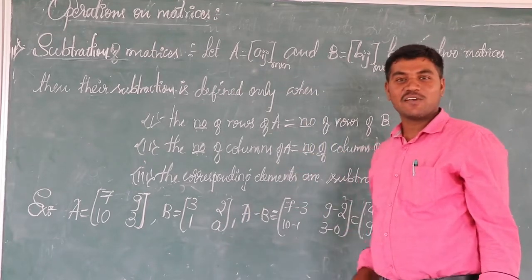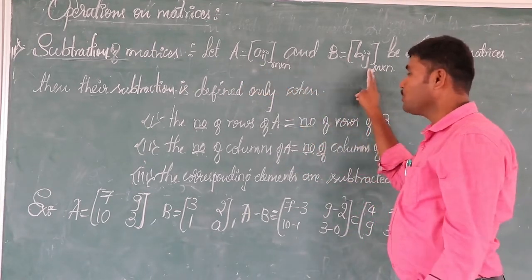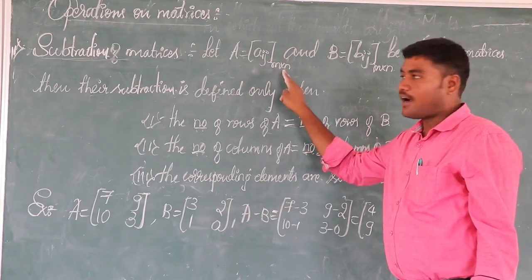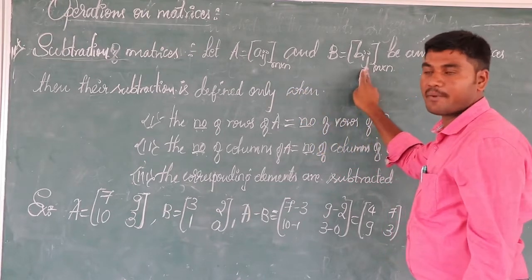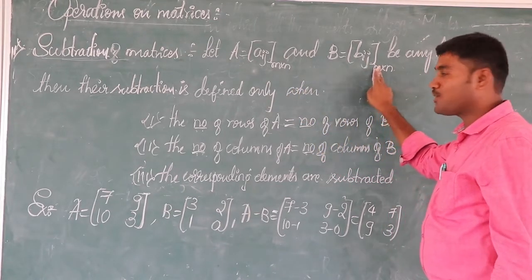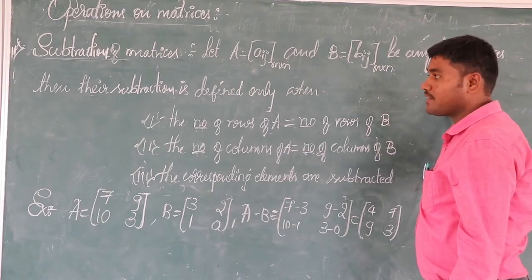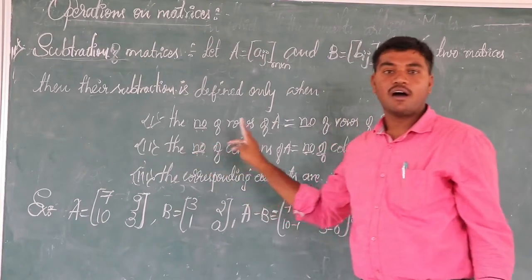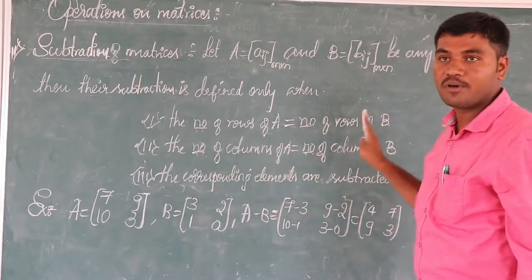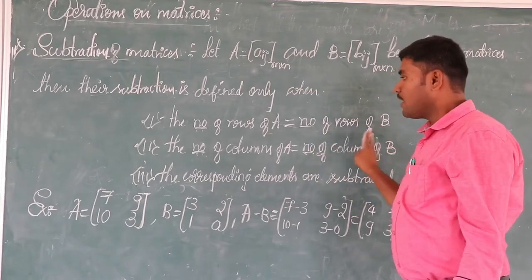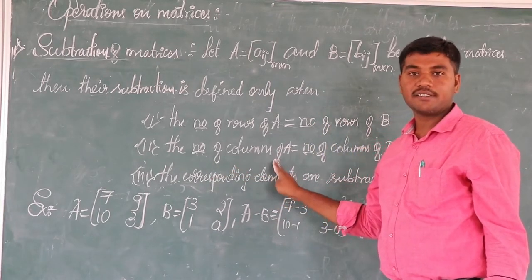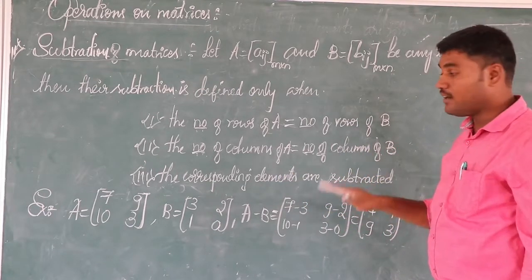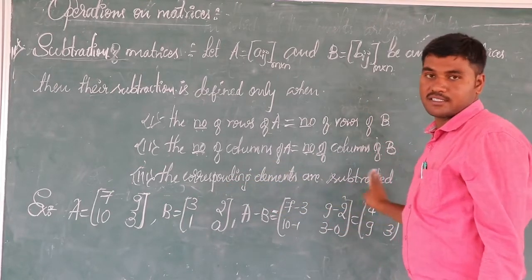So let us consider here also any two matrices. Here A and B are two matrices. Here A is a matrix having elements a_ij and order is m by n, and B is a matrix having elements b_ij and its order is m by n. Then their subtraction is defined only when the number of rows of matrix A is equal to the number of rows of matrix B, and the number of columns of matrix A is equal to the number of columns of matrix B. Then the corresponding elements are subtracted.